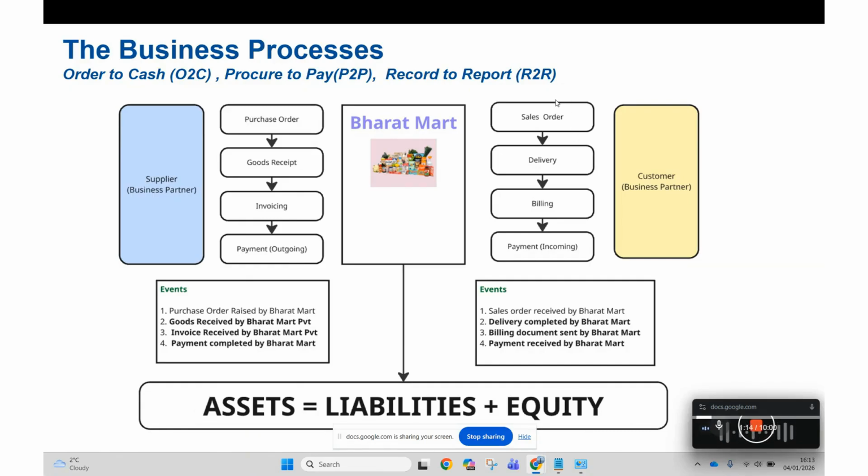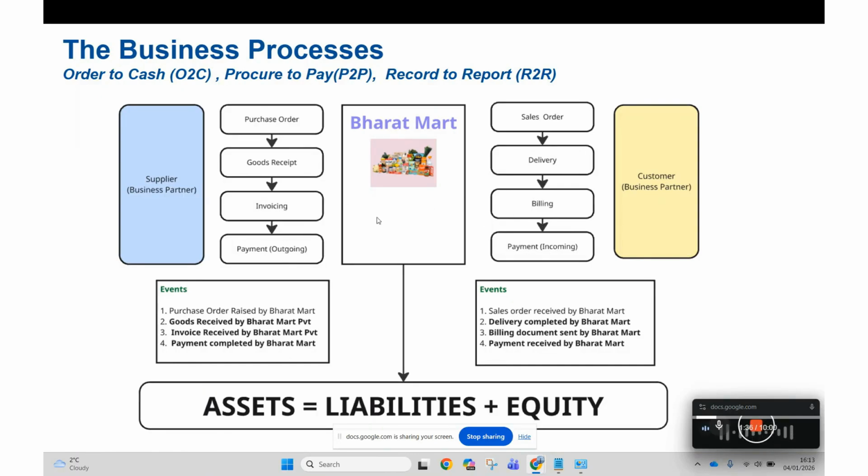On the right hand side, you see an exactly same but vice versa process, which is the sales order process. Bharat Mart receives sales orders from its customers. Bharat Mart goes ahead and does the delivery. Bharat Mart then raises the billing document for the customers, and then the customers make the payment, which is recorded as an incoming payment for Bharat Mart.